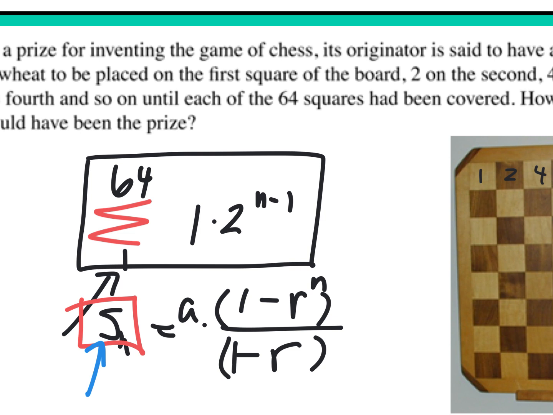All right, in this case, what's our A? It's 1. What's our R? It's 2. What's our N if there's 64 squares? 64. And there's your answer. And the challenge is right there. People just don't get that 2 to the 64th is insanely huge. And therefore this answer is insanely huge.